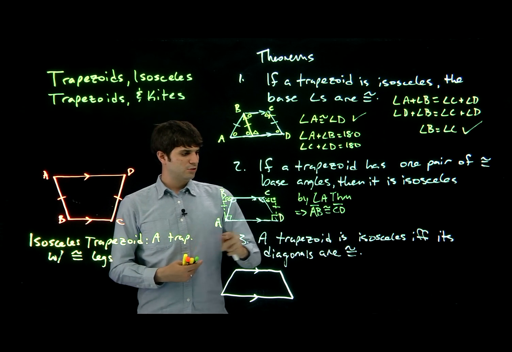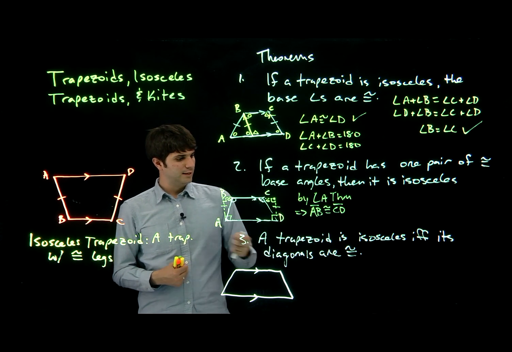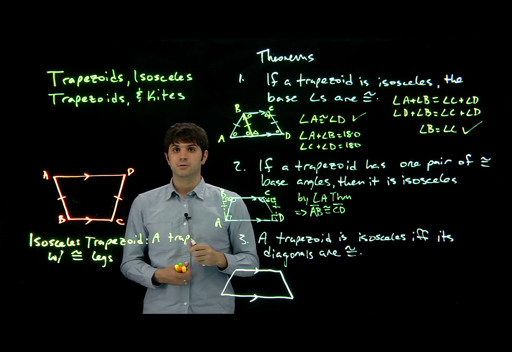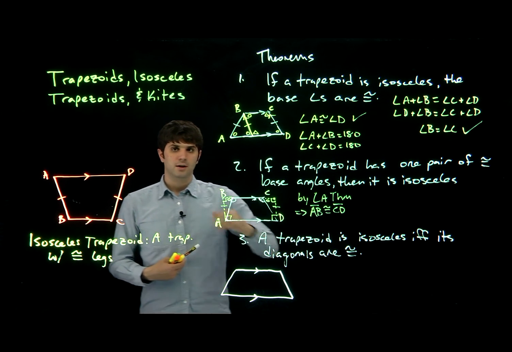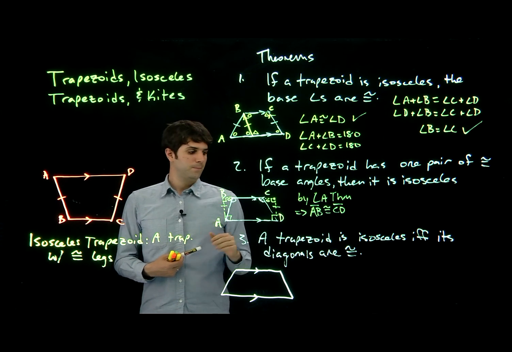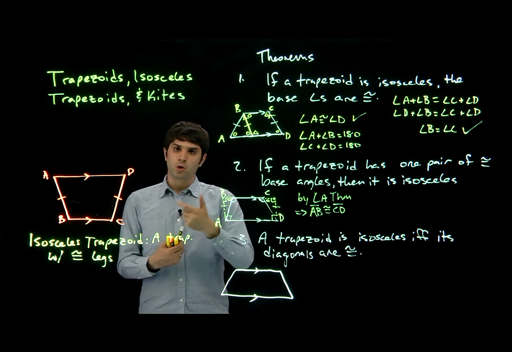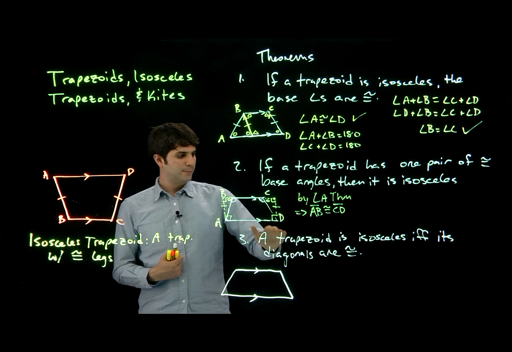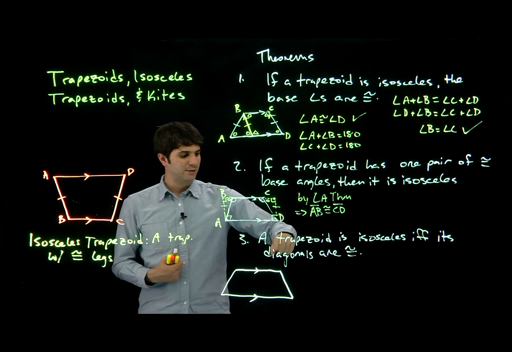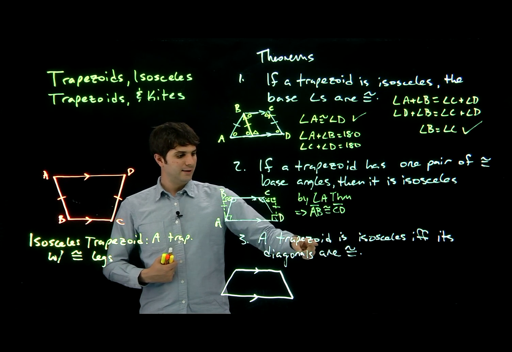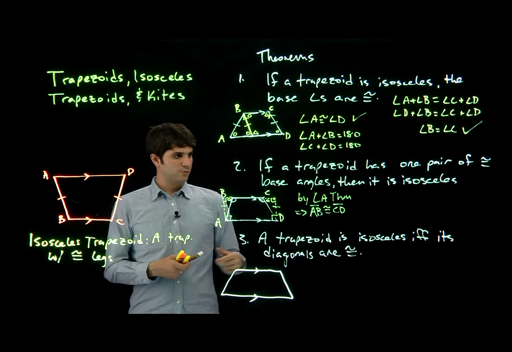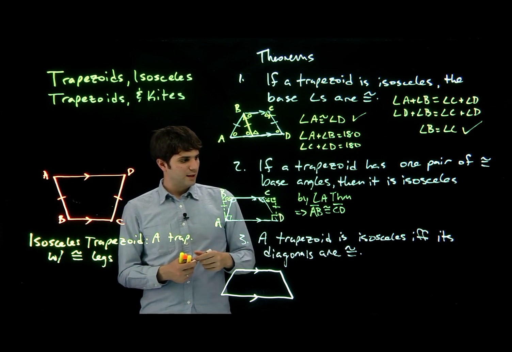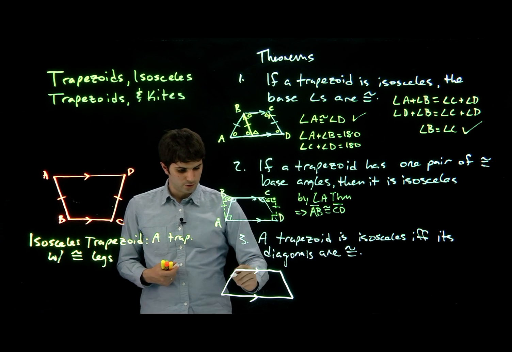Third theorem: a trapezoid is isosceles if and only if its diagonals are congruent. So if and only if, again, that's written IFF. If and only if. That means that you have to work both ways. So what that means is a trapezoid is isosceles if its diagonals are congruent, and if a trapezoid's diagonals are congruent, then it's isosceles. So let's work on the first part of this statement. A trapezoid is isosceles if its diagonals are congruent.